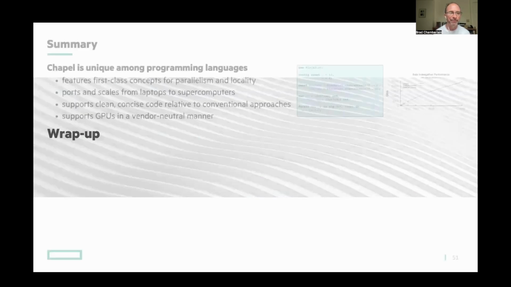All right, so with that little example, hopefully I've given you a bit of a flavor of Chapel and how easy it is to turn a serial code into a parallel code into a distributed memory parallel code just by changing some things about the loop and the declarations. So let me now wrap up.